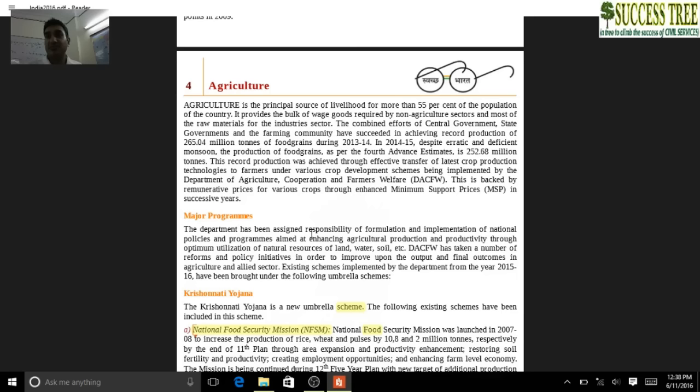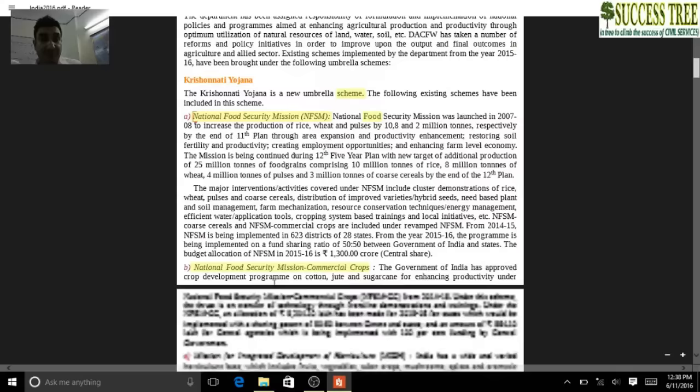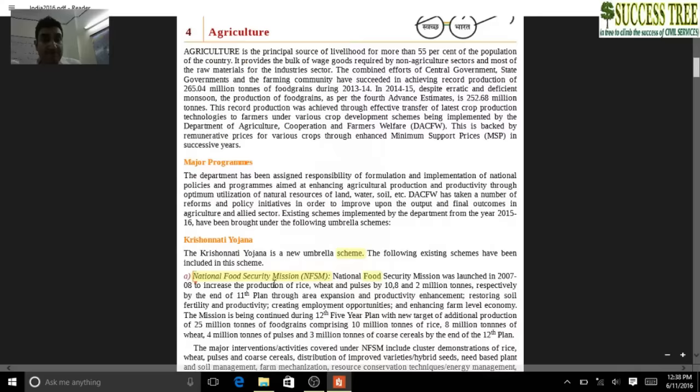Now this India Book won't talk about the budgetary initiatives because it had already been published by the time the budget came. It includes the schemes which had been there in the last year till December. Apart from these, there are other schemes we covered in Yojana, the budget, or in newspapers. So certain schemes you can add apart from the India Book as per our class discussion.